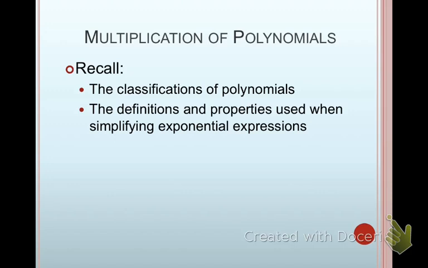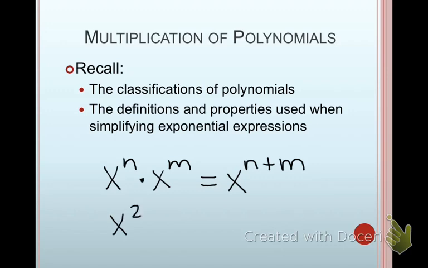Also remember that we have discussed a lot of exponent rules. The rule that's going to be important in this scenario is that when we have x to the n times x to the m, it's the same as adding our exponents. So when we multiply like bases, we add our exponents. So for example, x squared times x cubed would equal x to the fifth.